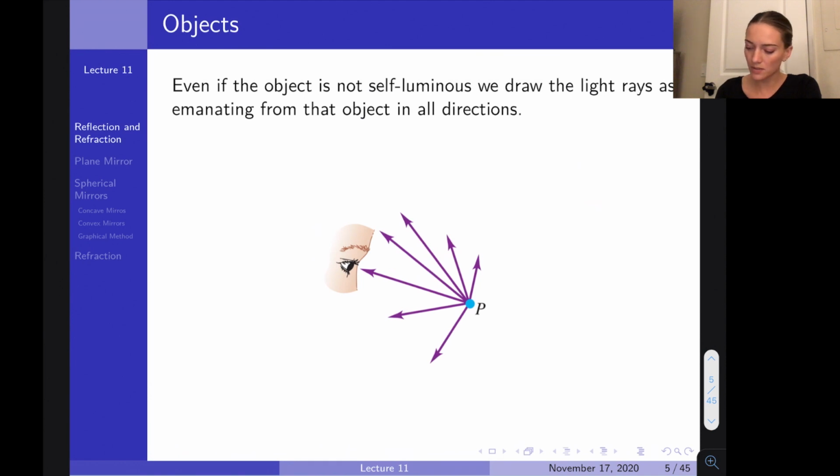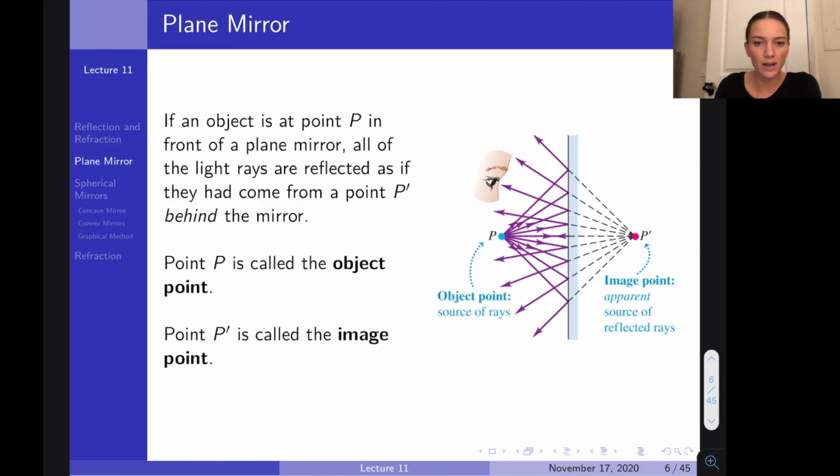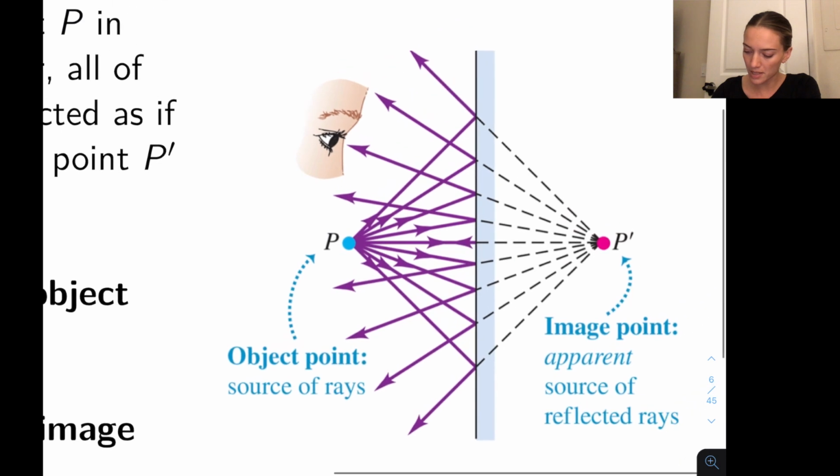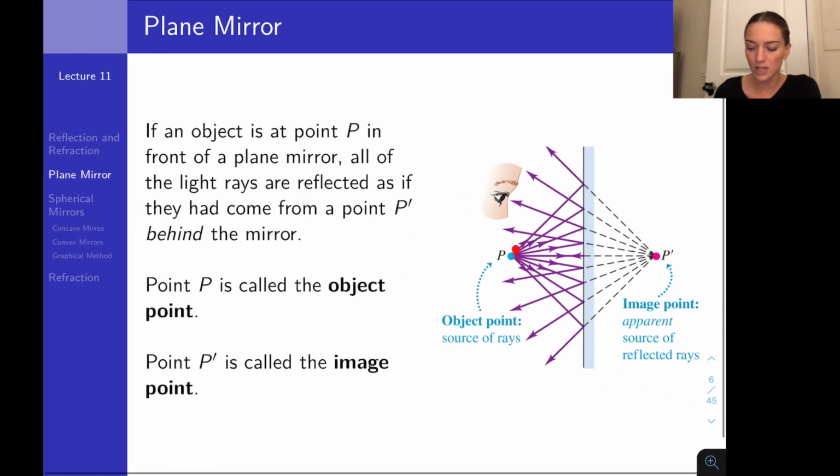So if we look at the case of a plane mirror, so that's just the kind of mirror that everyone has in their home, just a straight, flat mirror. If we put an object in front of a plane mirror here, we have light rays coming from it. They will hit the mirror and then be reflected back according to the law of reflection. So the incident angle is the same as the reflected angle, as we know. So all of these light rays will hit the mirror and then be reflected back with the same angle of incidence. And this is called the object, and we call the point P where the object is the object point.